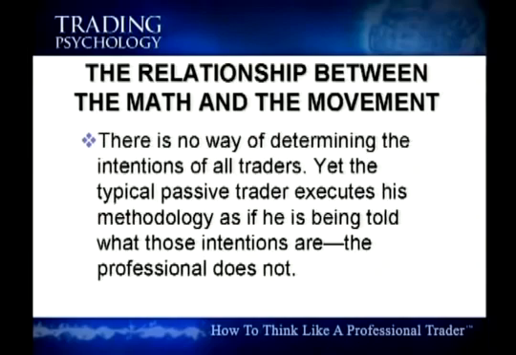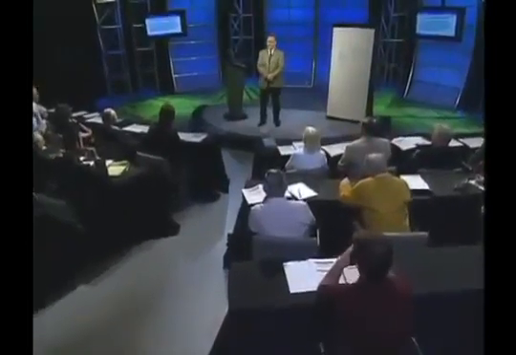There is no way of determining the intentions of all these traders, yet the typical passive trader trades their methodology as if they are being told what those intentions are. The professionals do not. You guys get that? The typical passive technical trader trades their methodology as if they are being told what their intentions are, whereas the professional does not. And why doesn't the professional? Because the professional understands the underlying dynamics of price movement and that anybody could come into the market at any time to do anything.